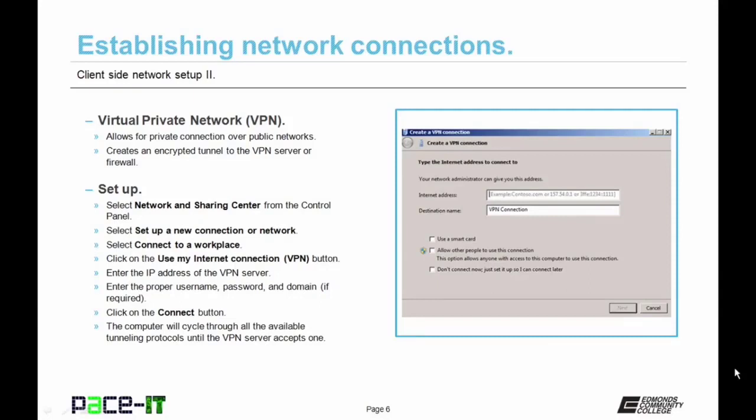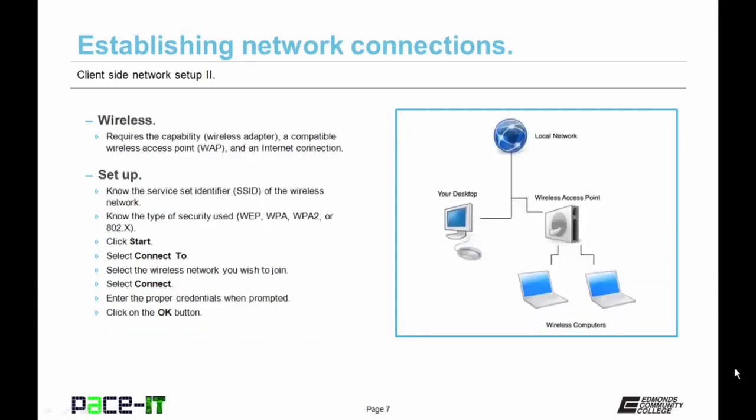And then you have your connection. Now let's discuss wireless network connections. Now, wireless networks require the capability, so you need to have a wireless adapter at the minimum for your PC, and a compatible wireless access point, a WAP. And if you really want to add functionality, you need an internet connection.